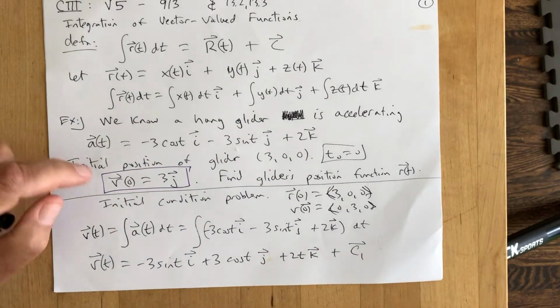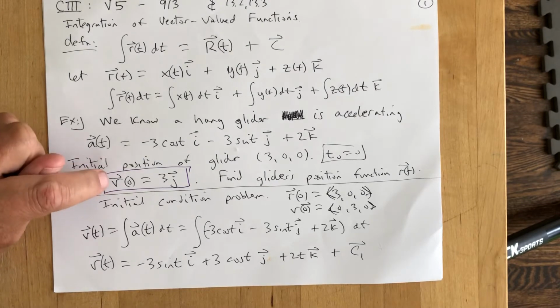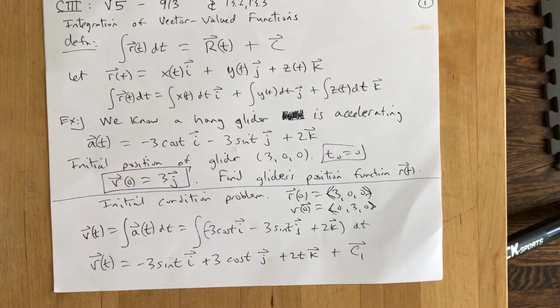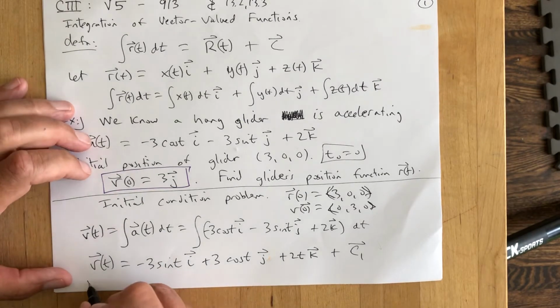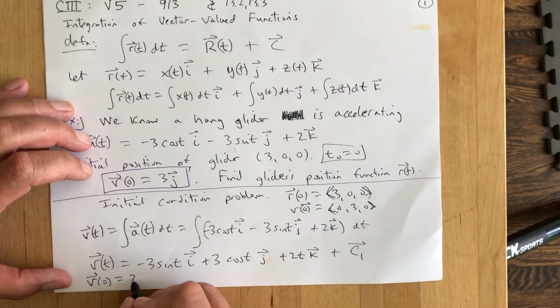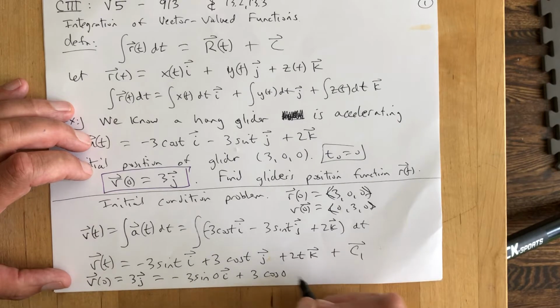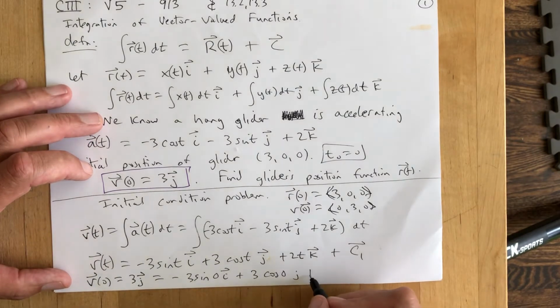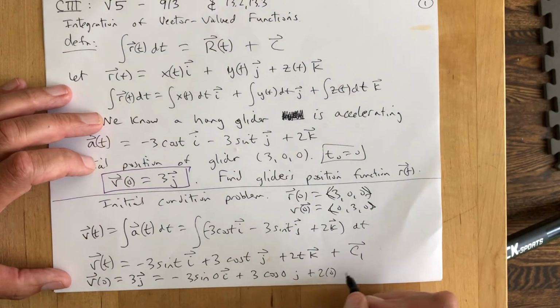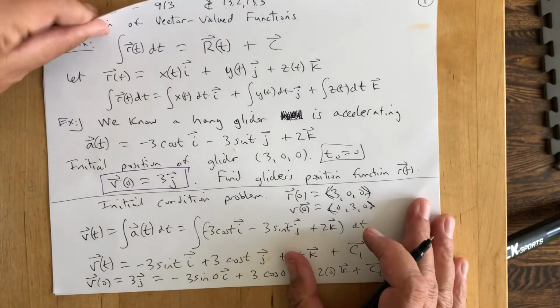Okay, so here's our initial condition for the velocity. The velocity at time 0 is equal to the vector 3j. So we have the velocity at time 0 is equal to 3j, which is equal to minus 3 sine of 0 i plus 3 cosine of 0 j plus 2 times 0 k plus the vector C1.